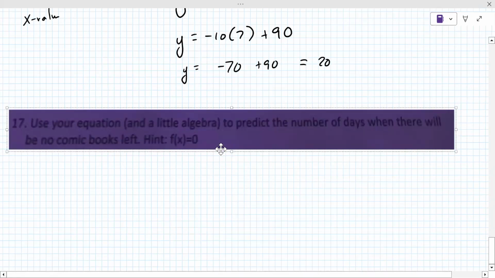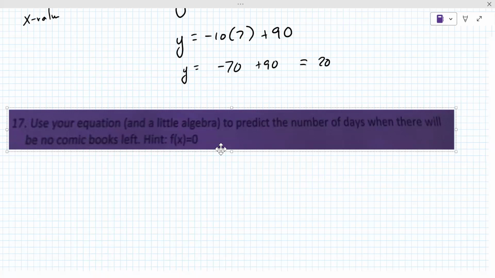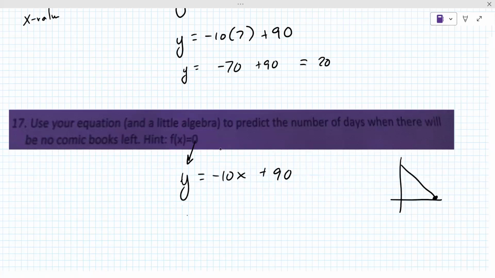Use your equation and a little algebra to predict the number of days when there will be no comic books left. Hint: f of x equals 0. So your equation is -10x plus 90. They're telling you that y is 0. Where the graph comes down, boom, no more comic books. You might be able to just visually look at it and say, oh, I can see that it happens on this day. If not, you've got to move some things around to solve for x.